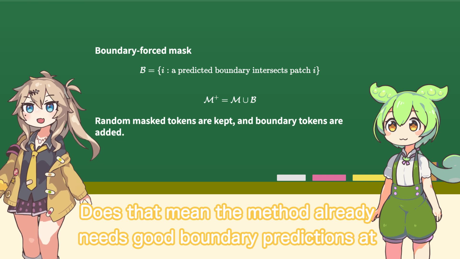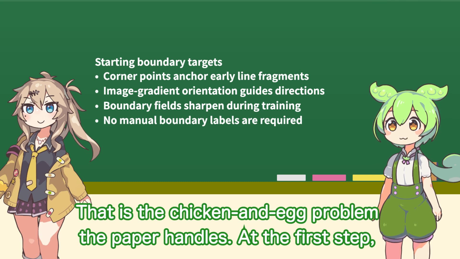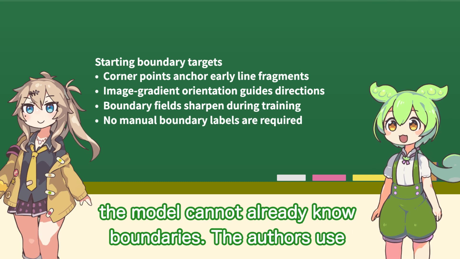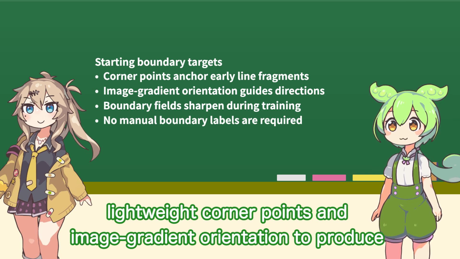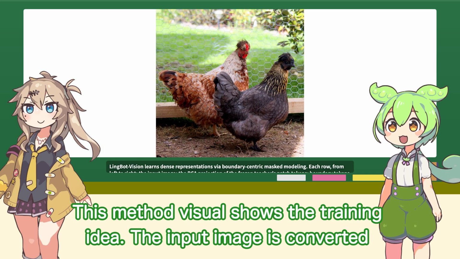Does that mean the method already needs good boundary predictions at the start? That is the chicken and egg problem the paper handles. At the first step, the model cannot already know boundaries. The authors use lightweight corner points and image gradient orientation to produce usable early line fragments, and those targets sharpen as training continues. This method visual shows the training idea.